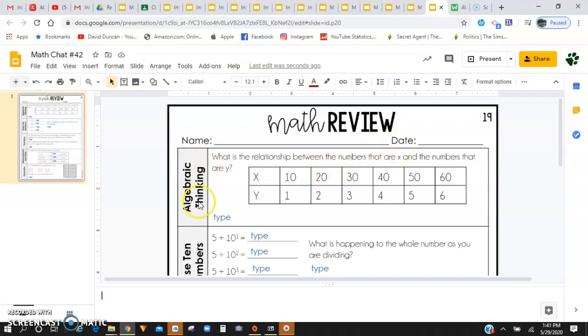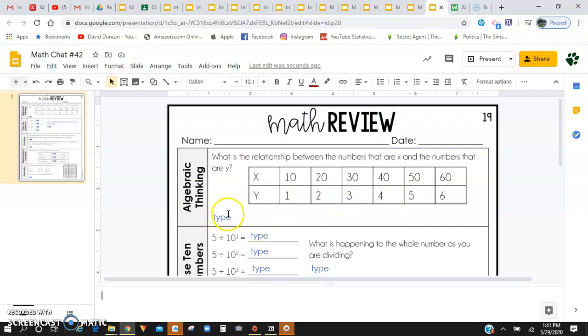So starting off with algebraic thinking. Again, we've already done a lot of these relationship problems where you had to identify the relationship that's taking place between the x and the y rows. So what's going on with the x's and the y's?